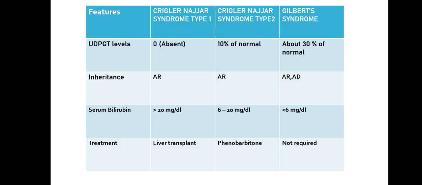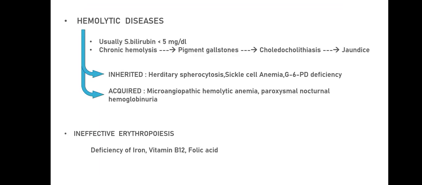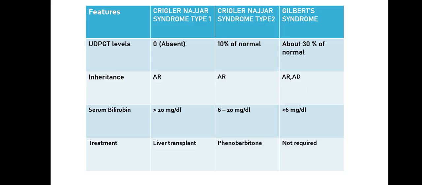Inherited conditions of indirect hyperbilirubinemia include Crigler-Najjar type 1, type 2 and Gilbert syndrome. Here the UDP glucuronosyltransferase levels are deficient. In type 1 there is no UDP glucuronosyltransferase. In type 2 there is 10% of normal. In Gilbert syndrome 30% of normal level is present. All are majorly transmitted through autosomal recessive pattern. Gilbert syndrome can also be transmitted in an autosomal dominant fashion.